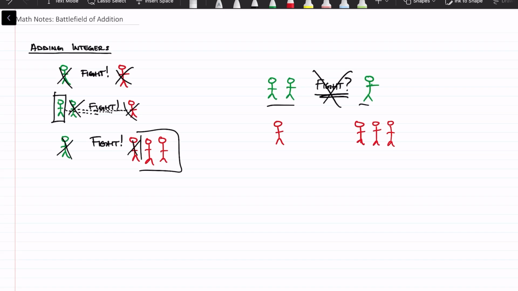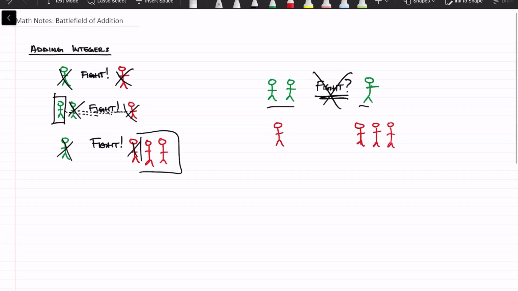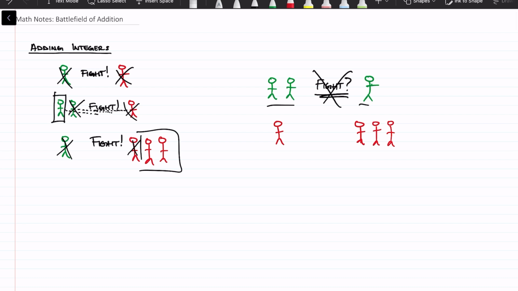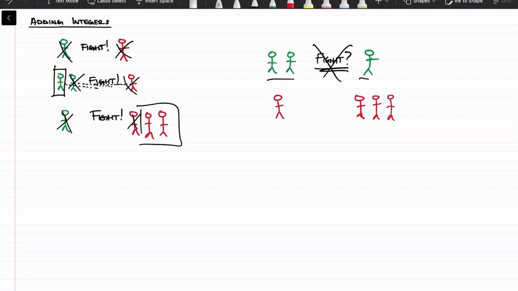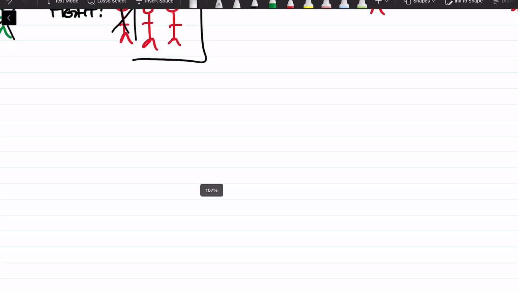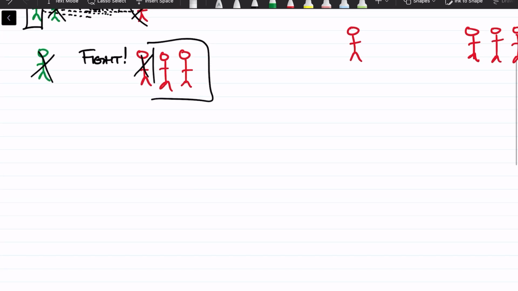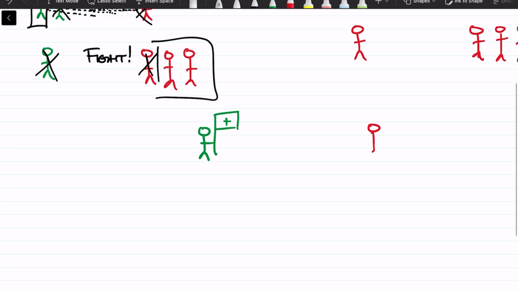All right, the reason why we look into this analogy here is because this is what I like to call the battlefield of addition. So whenever you are adding integers, you have to remember this battlefield story, because you have armies, like people from one side, maybe the green side, which represent the positive side, and then you have people from the red side, and they represent the negative side.